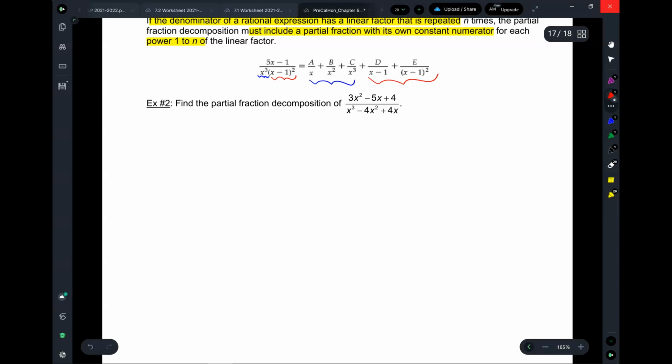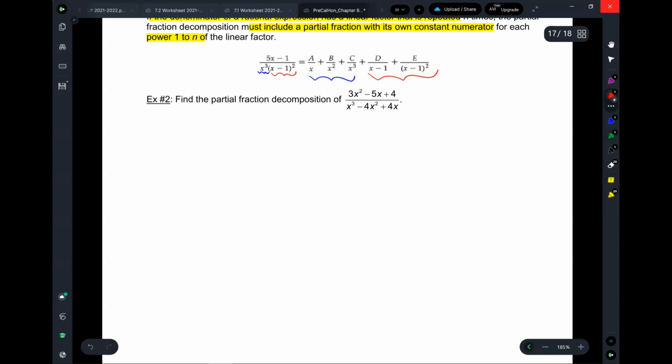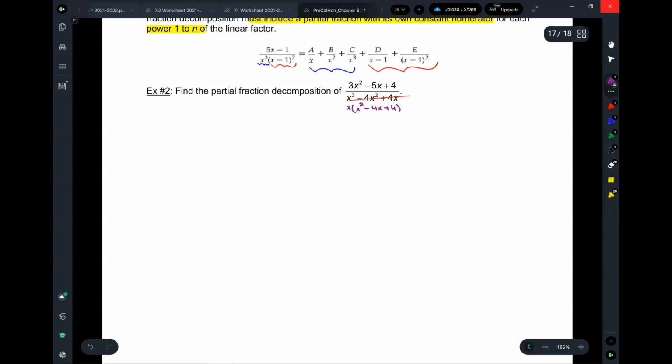Okay, so let's do this one. When you factor this, you get x, x squared minus 4x plus 4. No, because you have 4x. Never mind, sorry. But we're going to factor that further. So we're going to have 3x squared minus 5x plus 4 all over x times (x minus 2) squared.